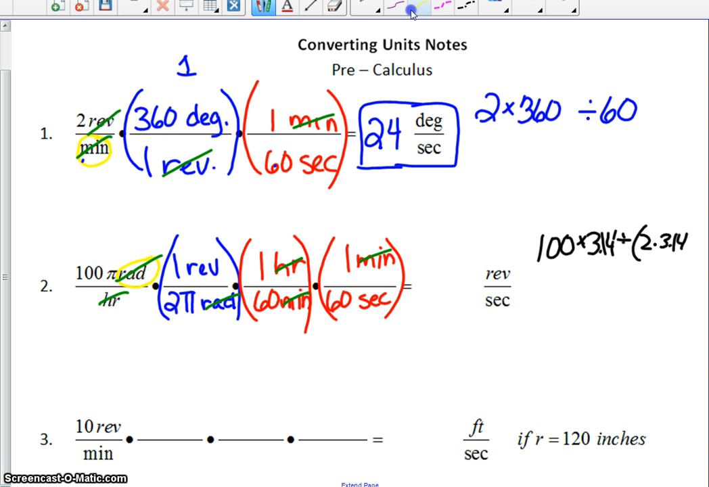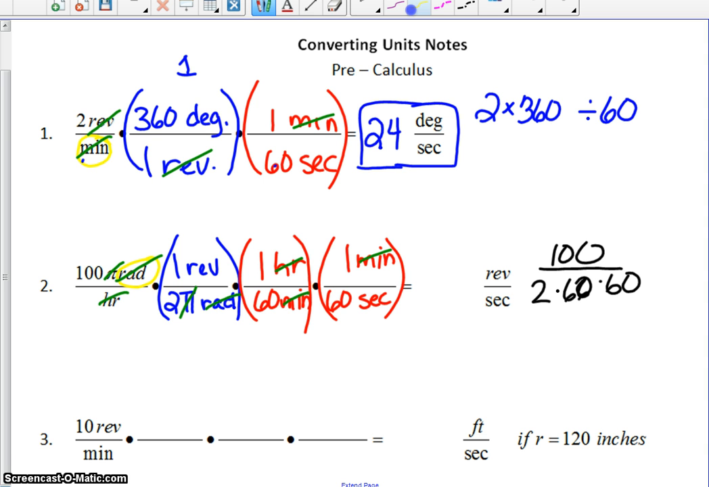I'm realizing I could have reduced my pi's right here. Let me do that. That'll make it easier for myself. I'm just figuring that out. So really now I can just go, I really have just 100 in my numerator, and my denominator is 2 times 60 times 60. 2 times 3,600. When I work all of that out, I got 1 over 72.